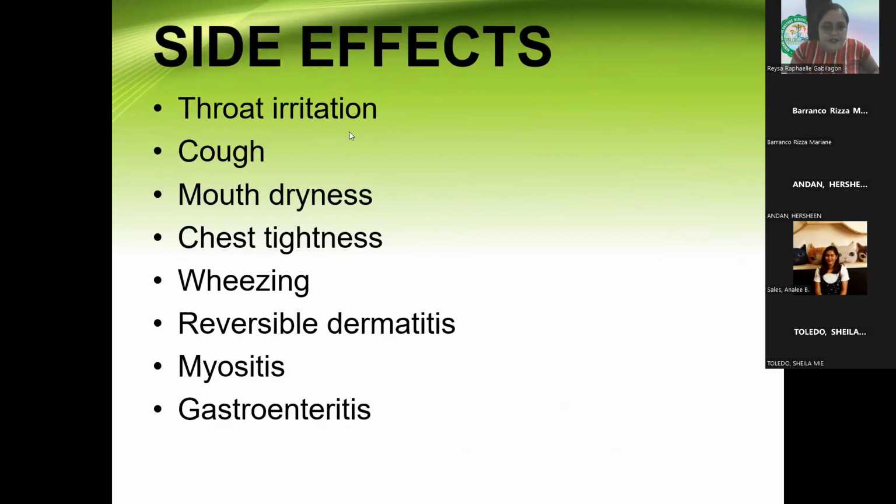Side effects: we have here throat irritation, a common effect of the mast cell stabilizers, degranulators. Mouth dryness, chest tightness, wheezing, and then we have dermatitis. Myositis is inflammation of the muscles, the muscle tissues themselves, and then we have gastroenteritis. So this is the list of side effects.